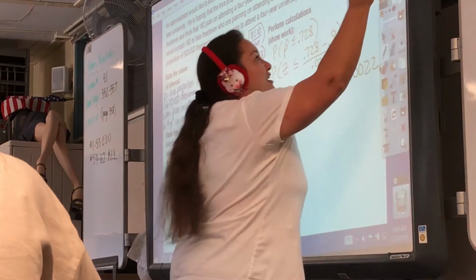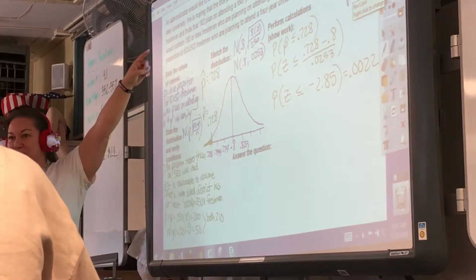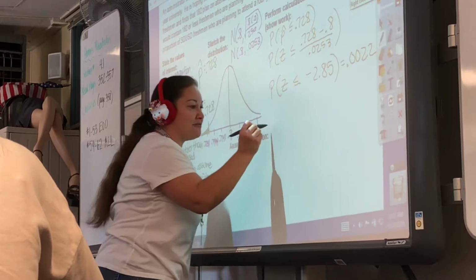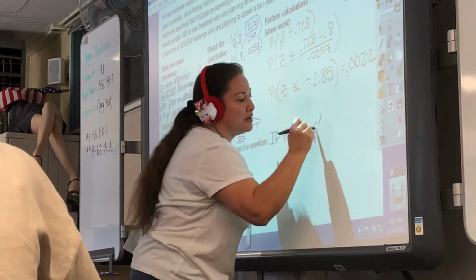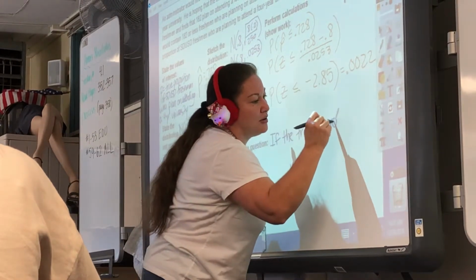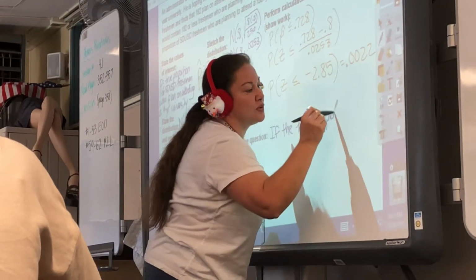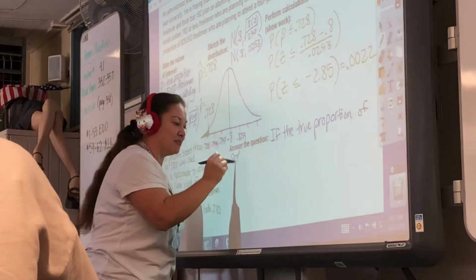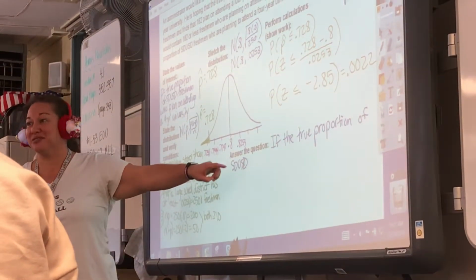So you need to write a conclusion in the context of the problem that answers the actual question. Your conclusion will look something like this. If the true proportion for, can't spell, I do. Because I'm writing it and you're about to take a picture of it, so I'm going to look like an illiterate teacher if it's wrong.